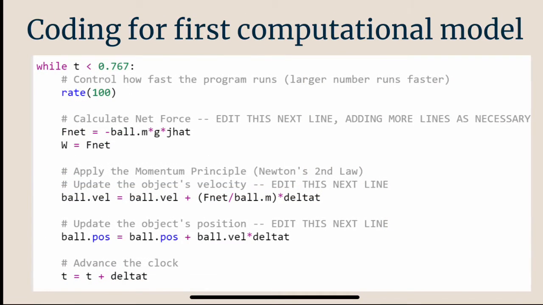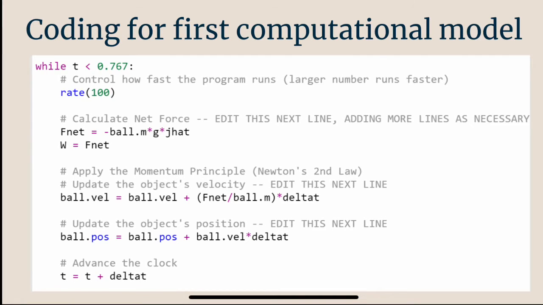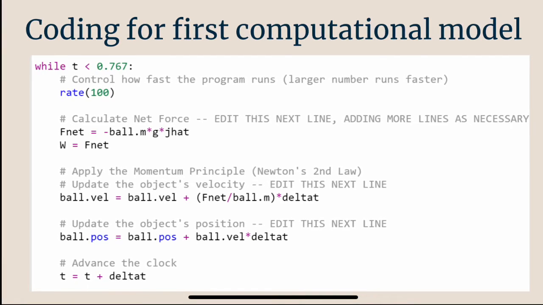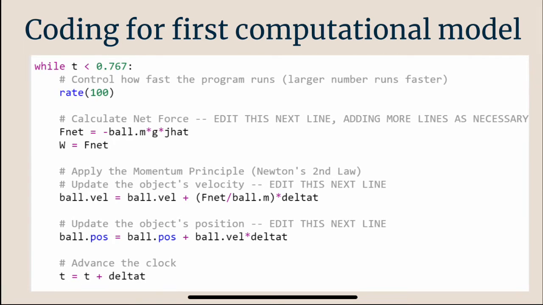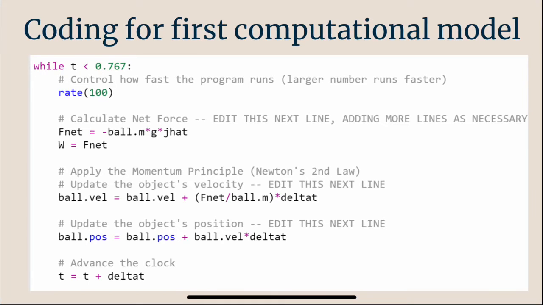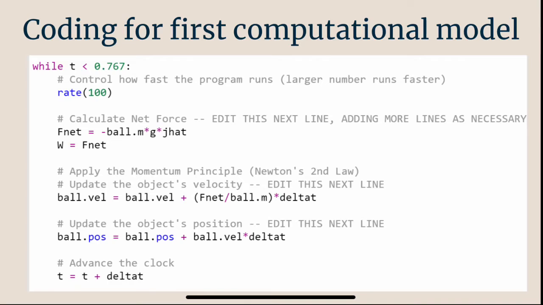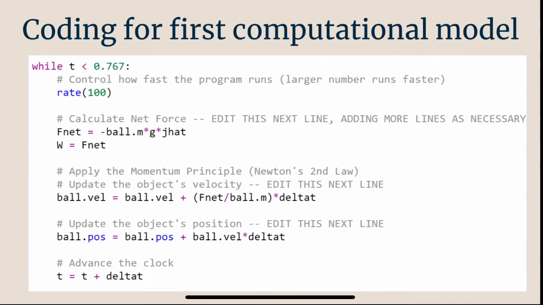For the while loop, as you can see, Fnet had to be defined as mass times gravity times the j-hat vector, and then the Fnet value was assigned to the variable w. Additionally, the updates for both the object's velocity and the object's position were implemented using Newton's second law algebraic expressions.